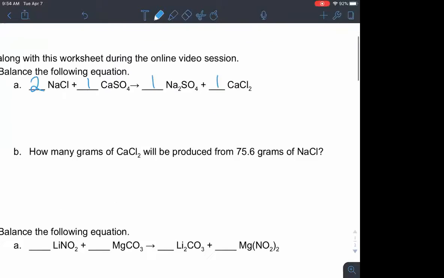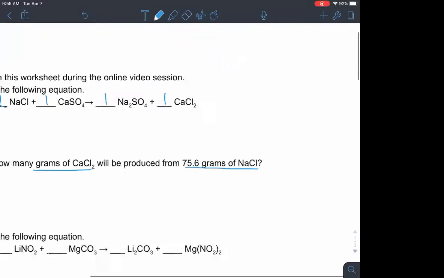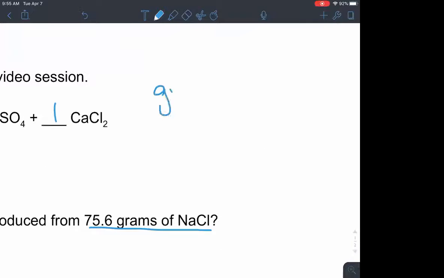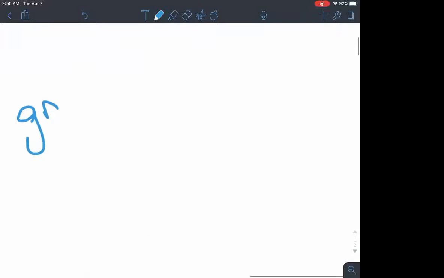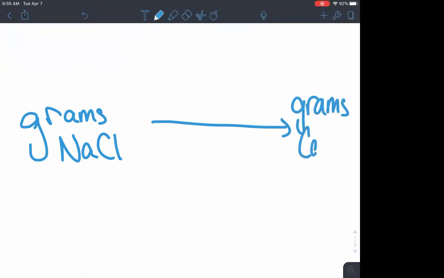Now let's take a look at what this problem says. It says how many grams of CaCl2 will be produced when 75.6 grams of NaCl. So we want to go from grams over here to grams over here. So we're starting with grams of NaCl, and then we're trying to get to grams of CaCl2.